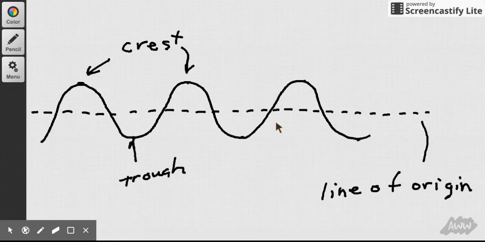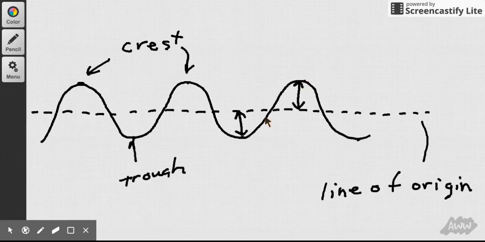The next thing we're going to look at is our amplitude. Amplitude is a measurement, and you need to know the line of origin to be able to measure the amplitude, because it is the distance from the line of origin up to the crest of a wave. It can also be the line of origin down to the trough of a wave. When you take these measurements on a transverse wave, they would be the same. So you can measure them either way, from line of origin to trough or line of origin to crest.